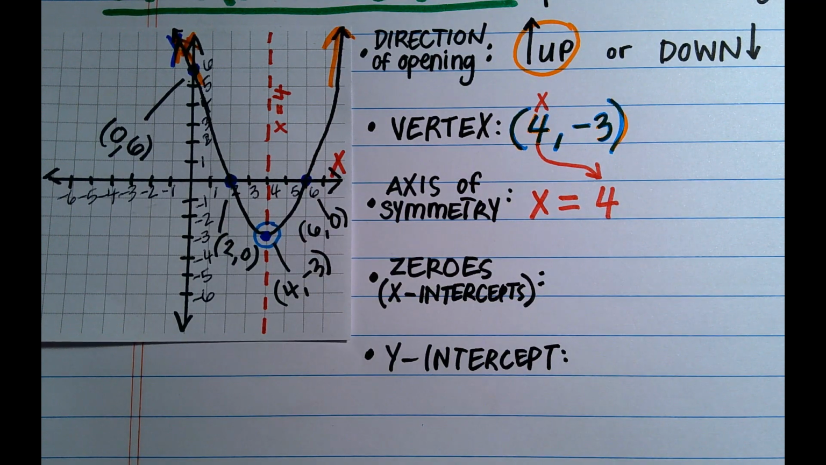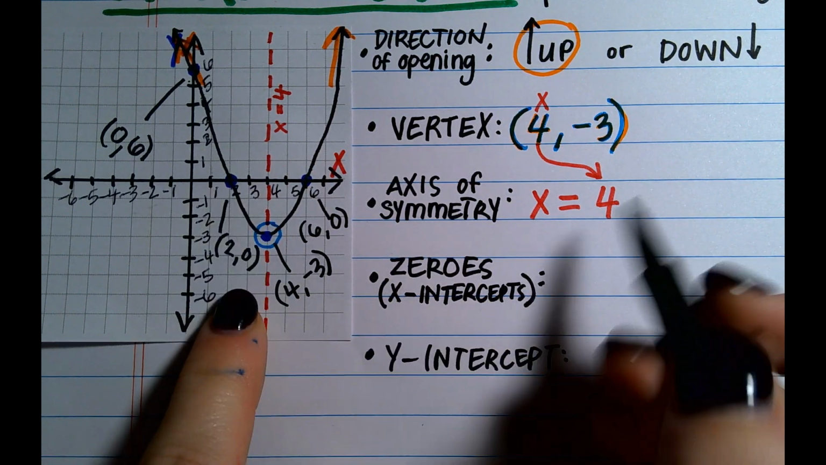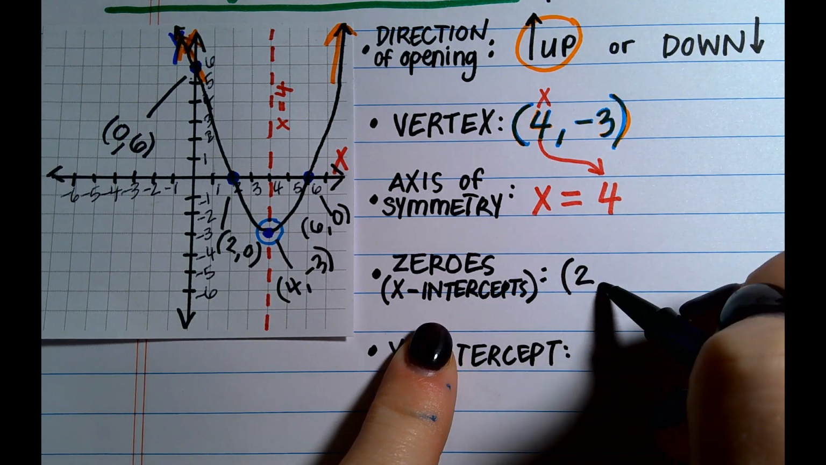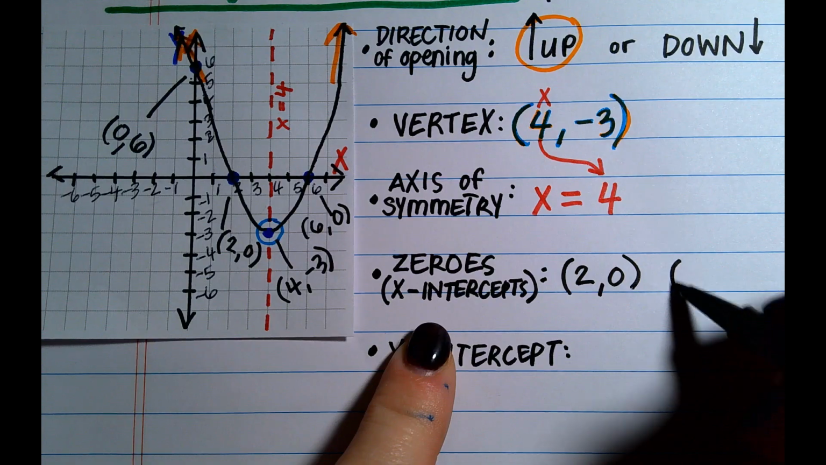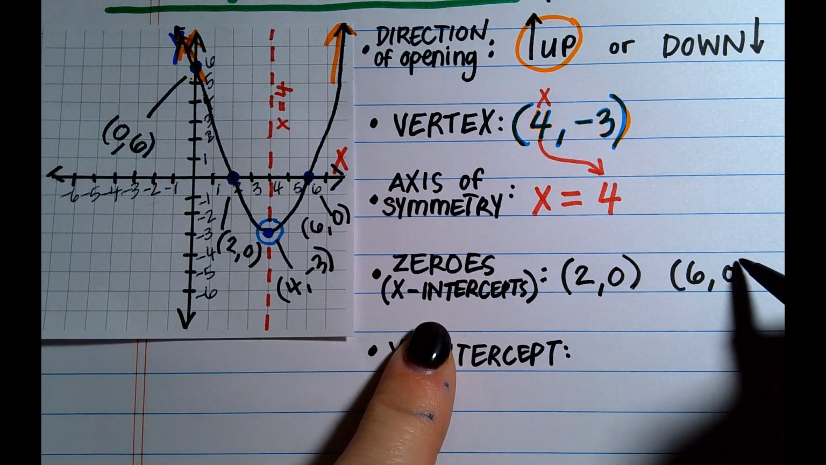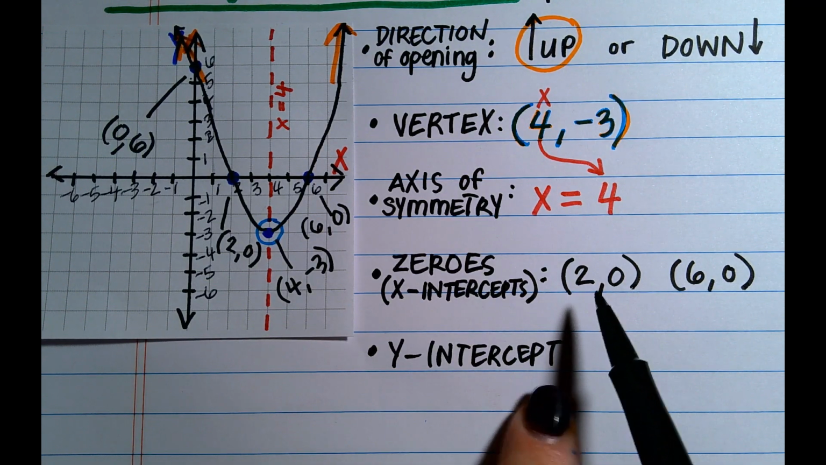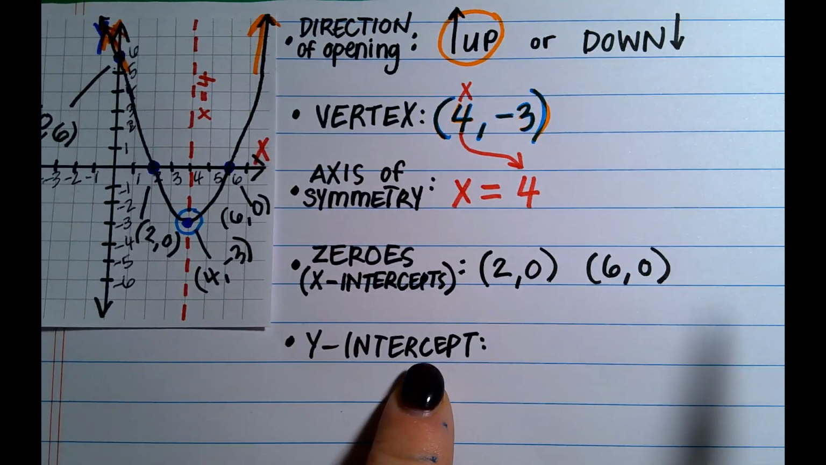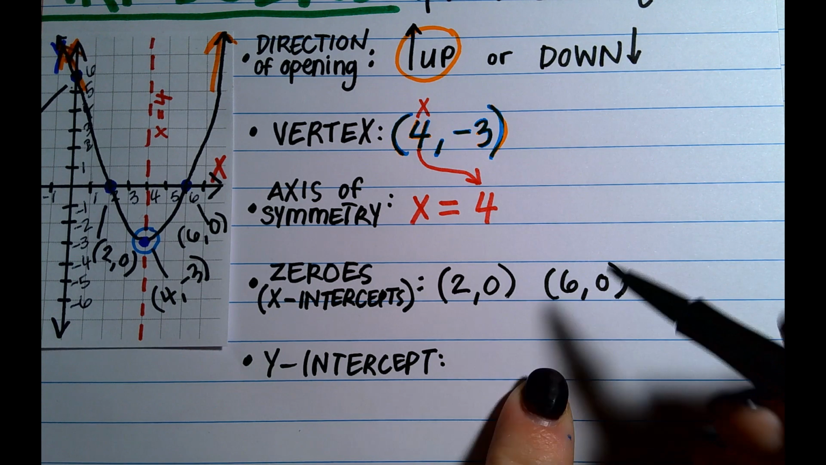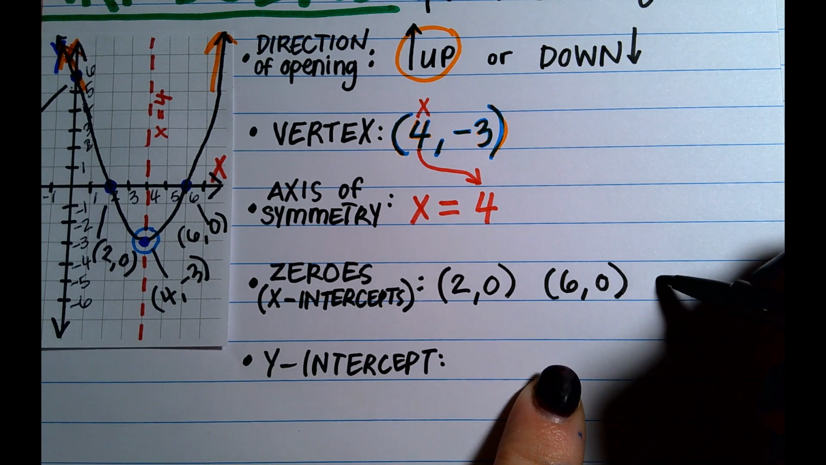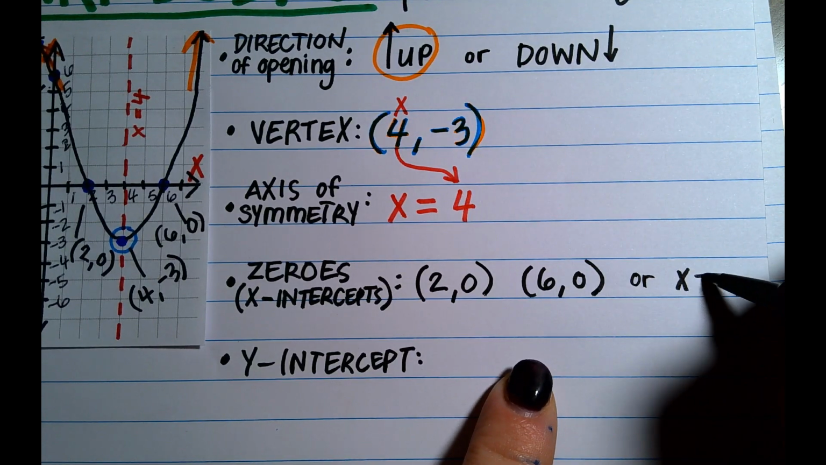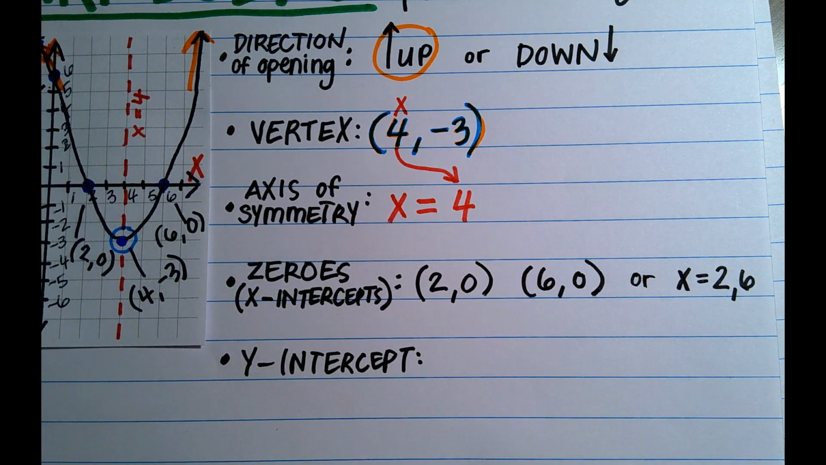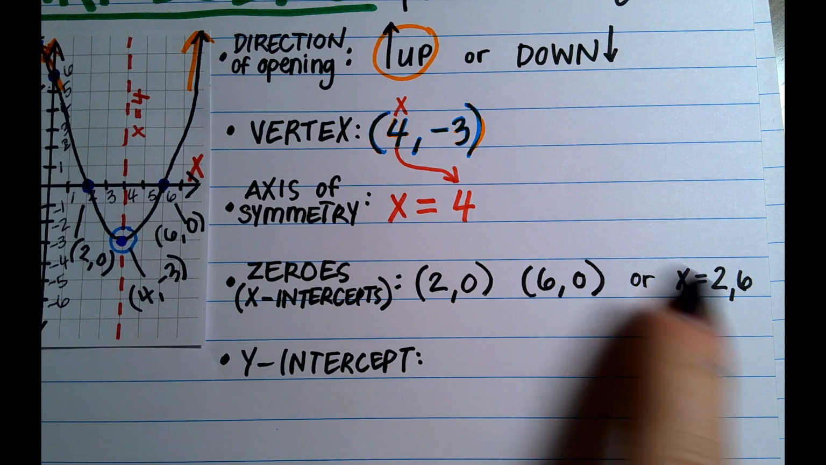So, yes, our x-intercepts are (2, 0) and (6, 0). I would also accept just 2 and 6. So let me write that. You could also say x equals 2, 6, just like you do whenever you solve the equation. I would be fine with this. Both are fine.